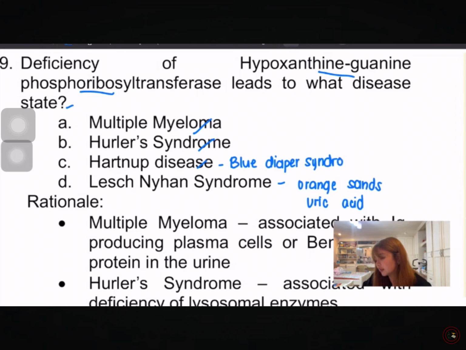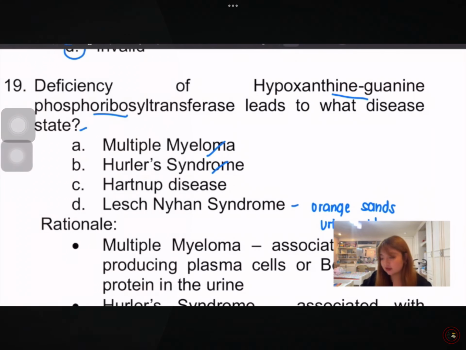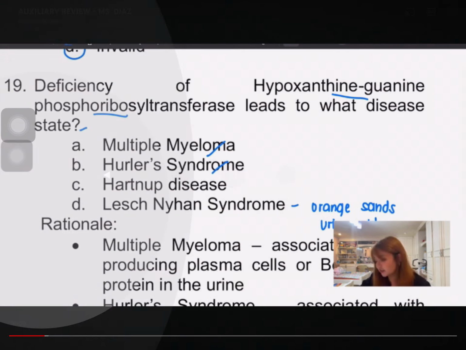So, isa rin to sa mga techniques ko, guys. Lysosomal na merong lysosomal deficiency.